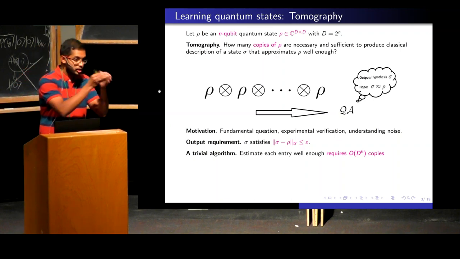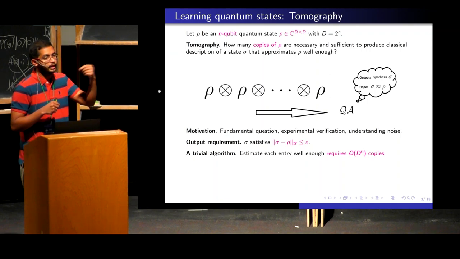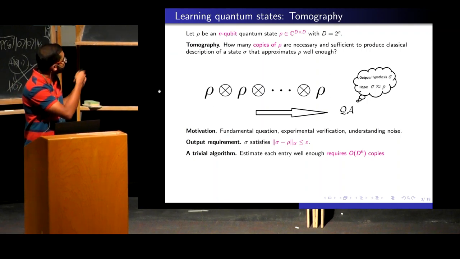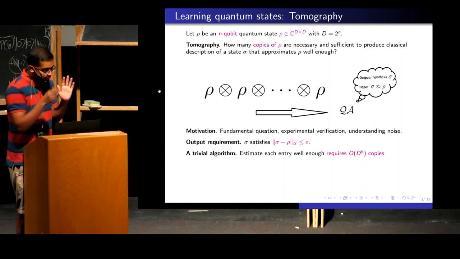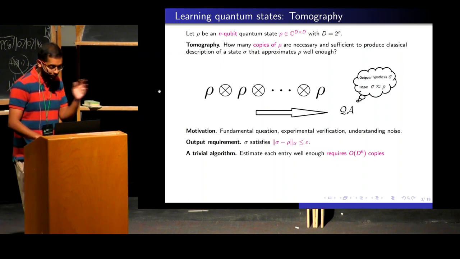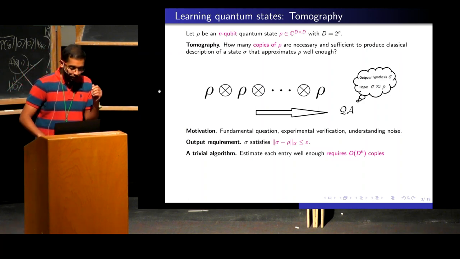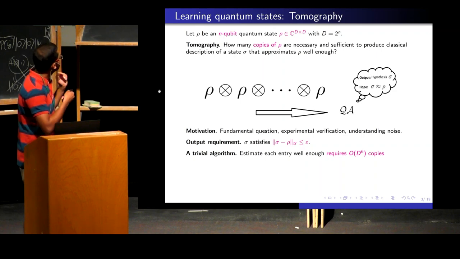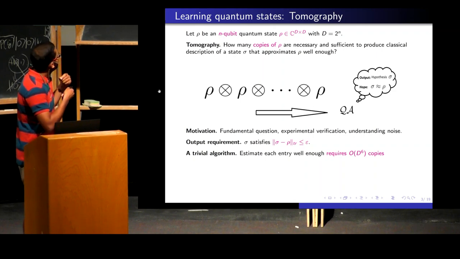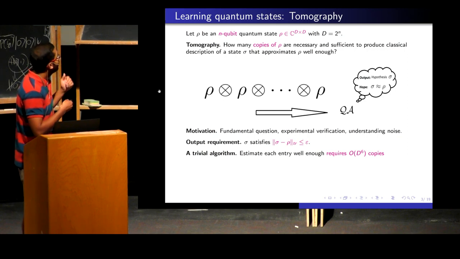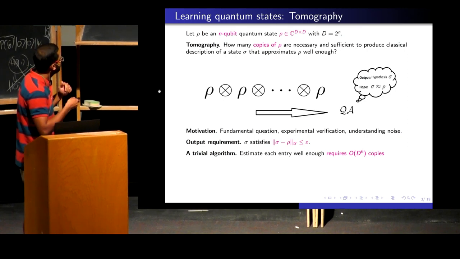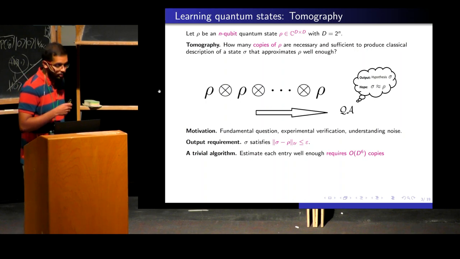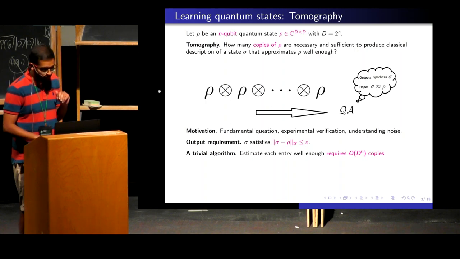in order to estimate just the first entry of rho well enough, I need to take d square copies. I need to do this again for all the d square many entries. So that's a trivial algorithm that just takes d to the 6 copies. D to the 4 copies just to estimate one entry, and because there are d square entries, d to the 6, and that outputs a state sigma that is close to rho in trace distance. So that is one potential trivial algorithm.